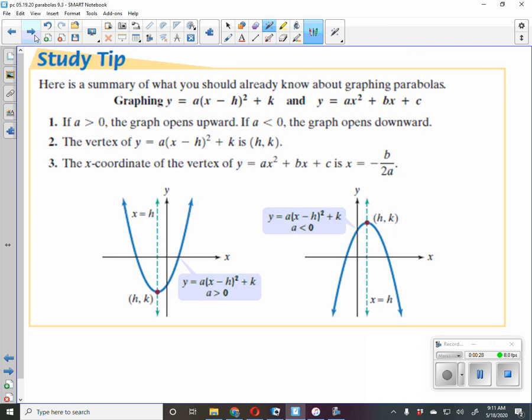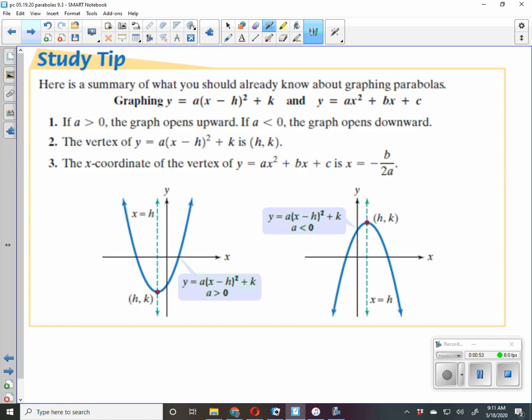So things that we knew in the past, based on whether this thing faced up or down: we had vertex form, we had standard form, we had factored form. We knew that the axis of symmetry was negative b over 2a. These are all things that we knew. We're now going to introduce horizontal and vertical parabolas.